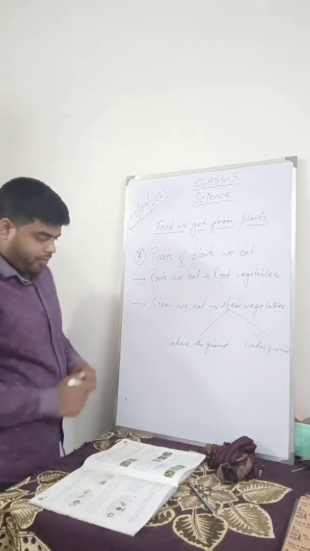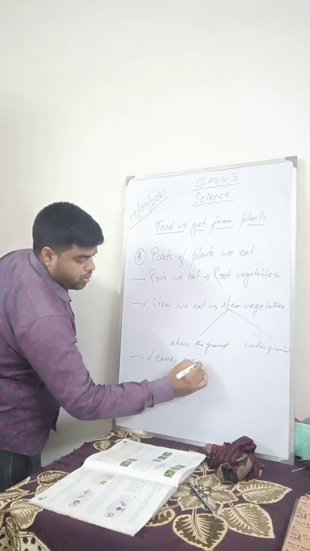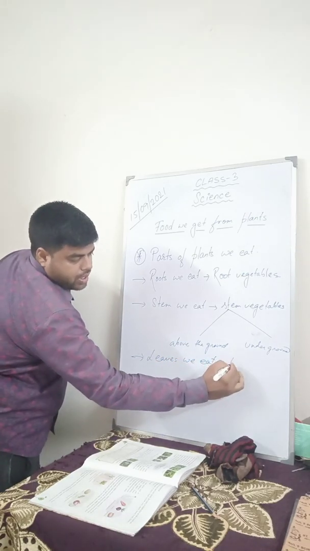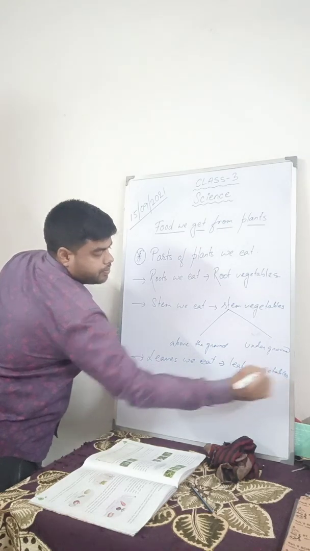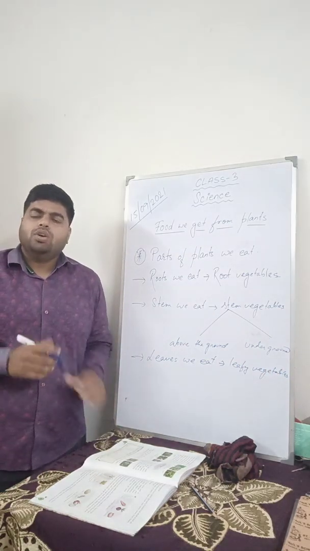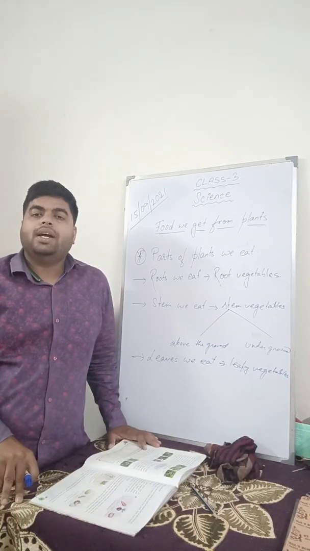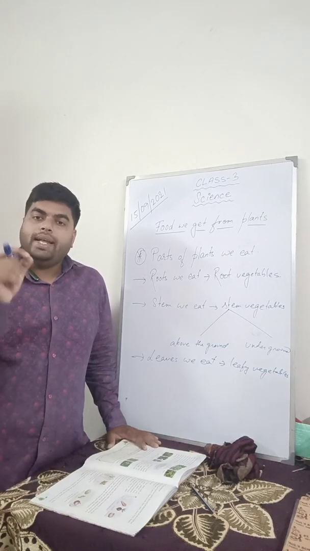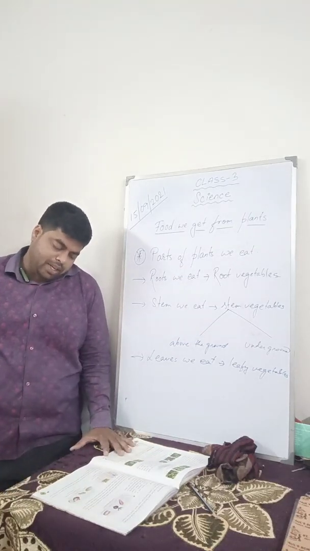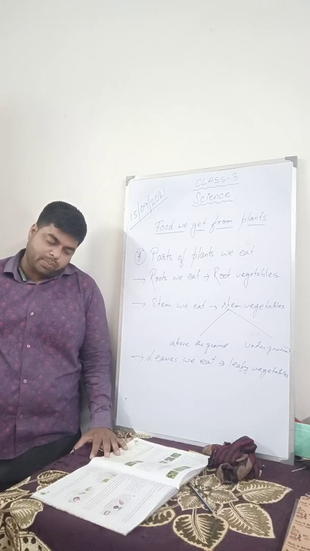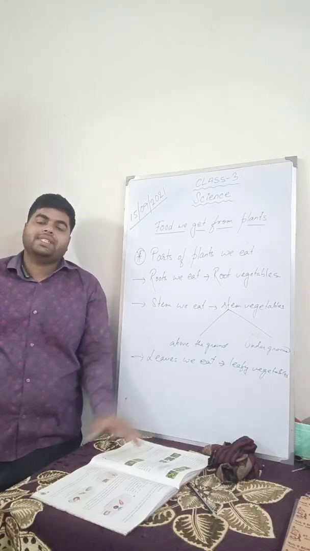Next is leaf vegetables. Leaves we eat are known as leaf or leafy vegetables. There are many plants, the leaves of which are eaten by us. Spinach, lettuce, cabbage, they are all leaves, and they are eaten by us. These edible leaves are also known as leafy vegetables.